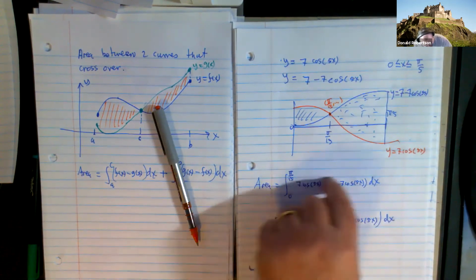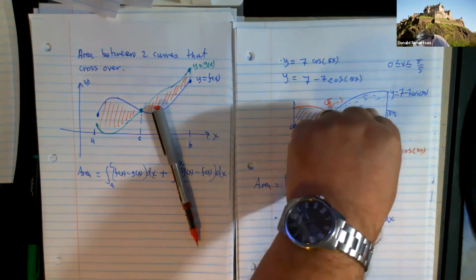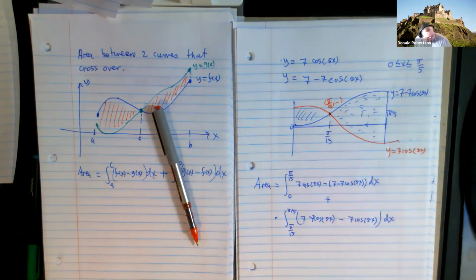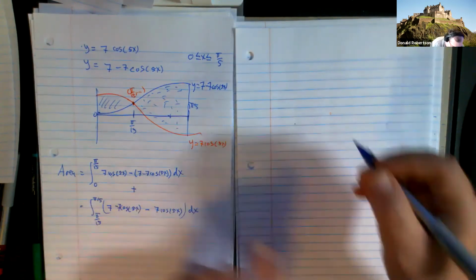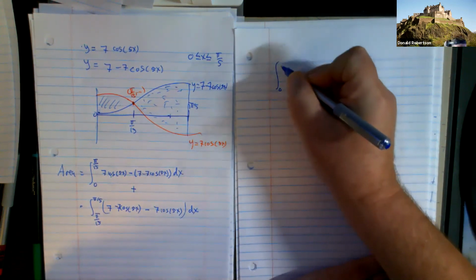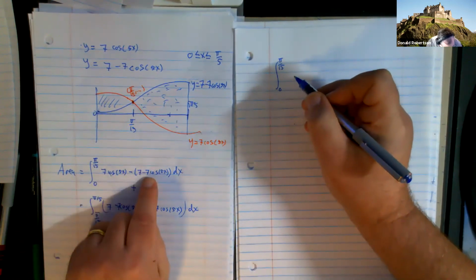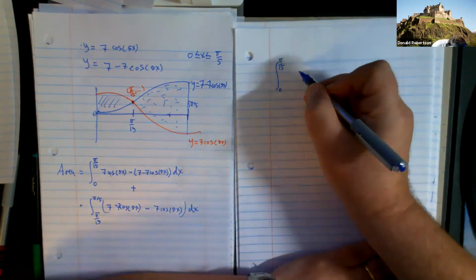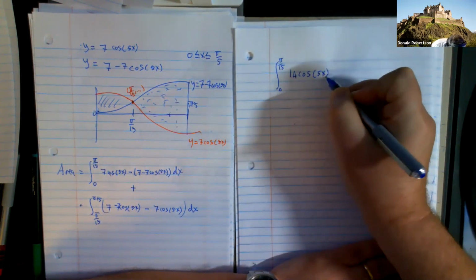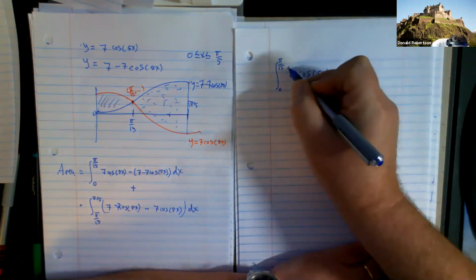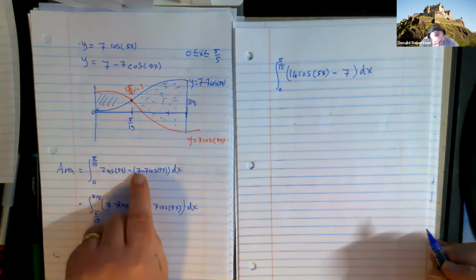So that's my first one, that's my second. I find this area separately, I find this area separately, and then I add them up. That is a lot of work, so I'll just do one of them. Let's do this one. The integral from here to here. This guy, take away that guy, ends up being 14 cosine of 5x, take away 7. That's 7, take away a negative, adds it, minus 7.